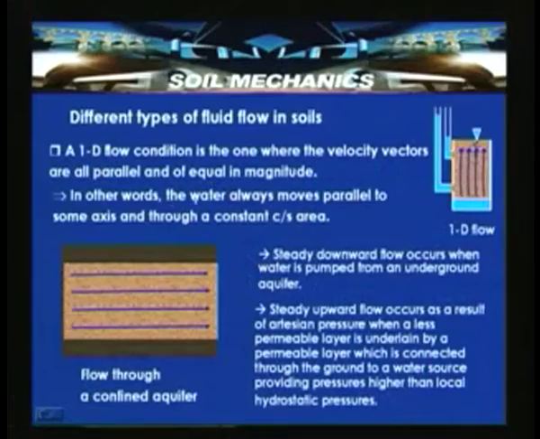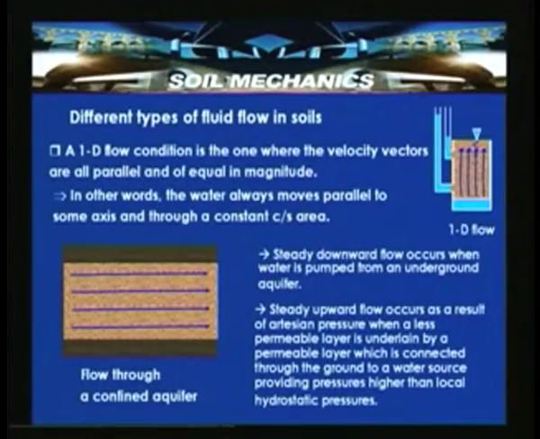In this slide we have seen a one dimensional flow which can occur due to flow from point 1 to point 2 because of the head loss occurring over that particular zone. In other words, the water always moves parallel to some axis through a constant cross section area. So, this is an example of one dimensional flow. Another example is flow through a confined aquifer. If you have flow occurring through a confined aquifer having a constant cross section area, then again the flow is one dimensional.